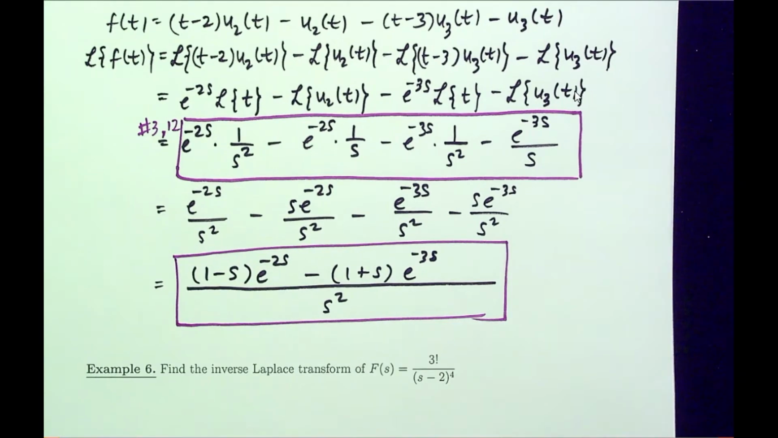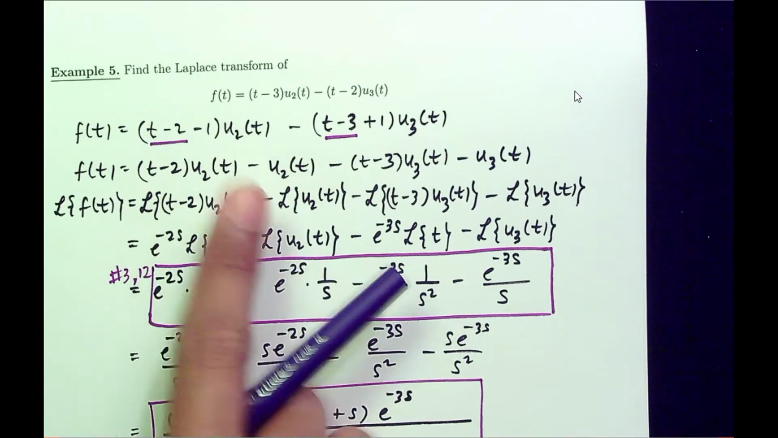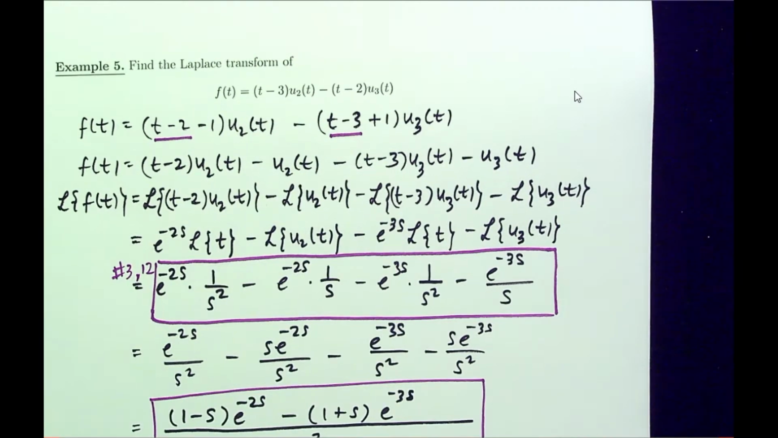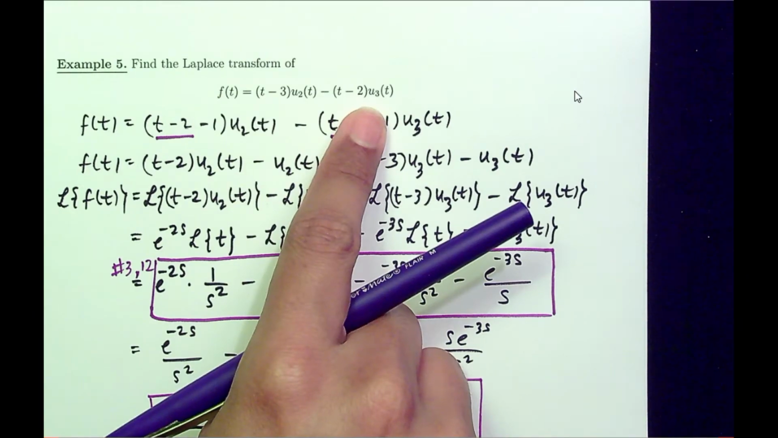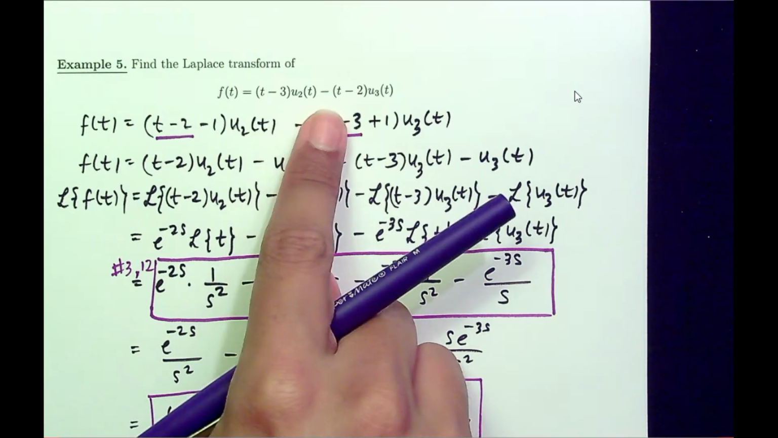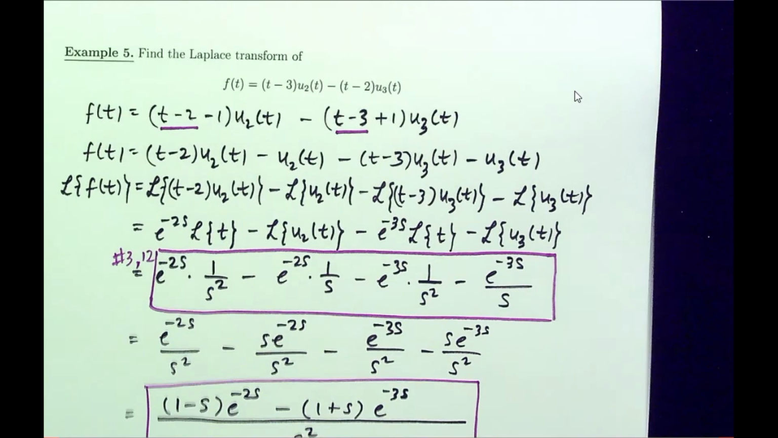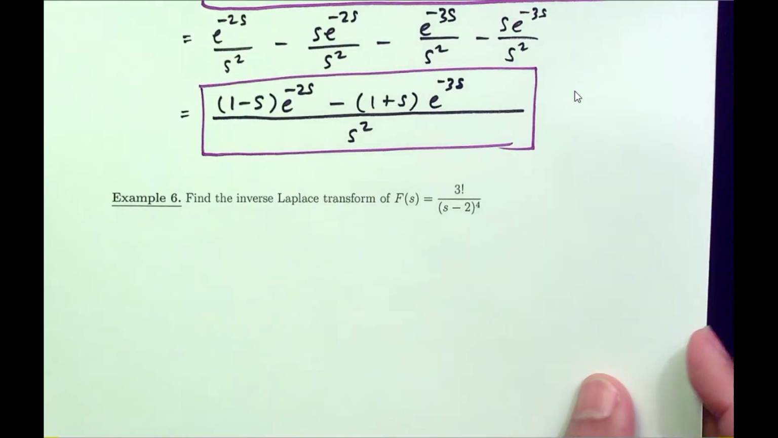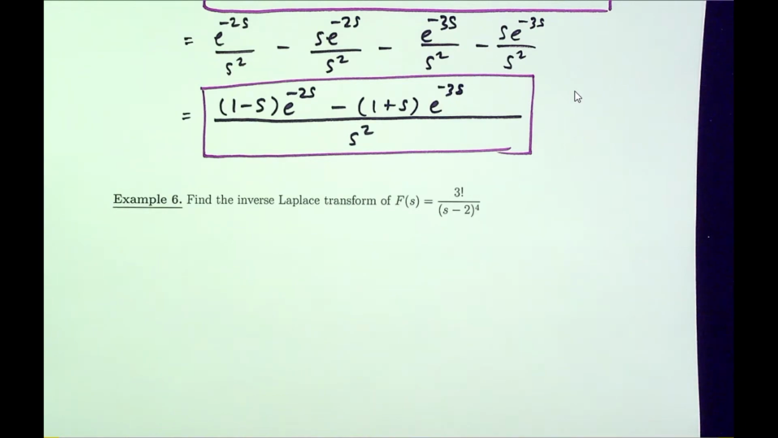So that was the last example of finding the Laplace transform of a function that has discontinuities, because this is a piecewise defined function. We graph stuff like that. It's discontinuous. Now we're going to do some examples where we find the inverse Laplace transform. So now we're going in the opposite direction on the table.